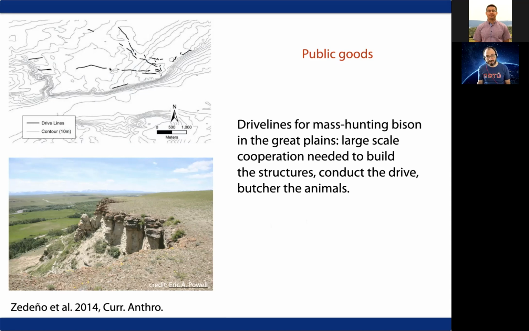So these are drive lines. These are basically low stone walls that extend for kilometers, and they have this funnel shape, as you can see. So there's one drive line here and one drive line here. It turns out bison don't like to cross stone walls, even if the stone wall is not that big or not that strong. If they encounter a stone wall, they just turn and go along it.